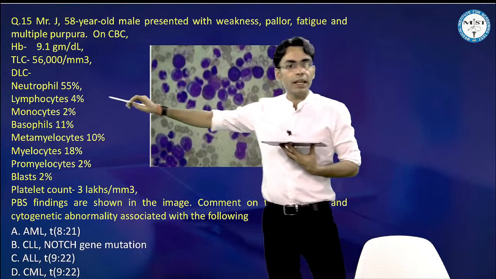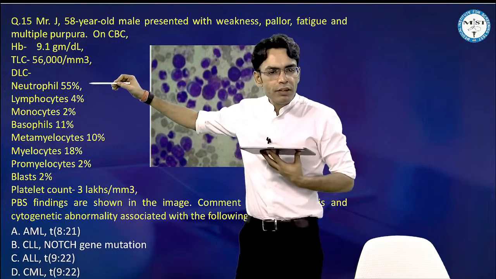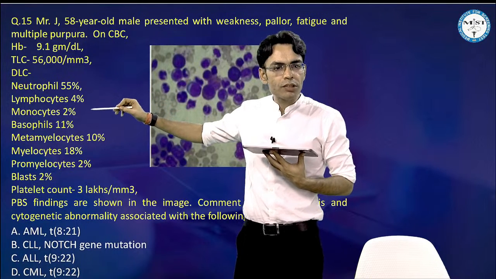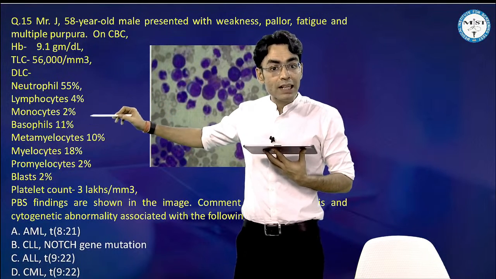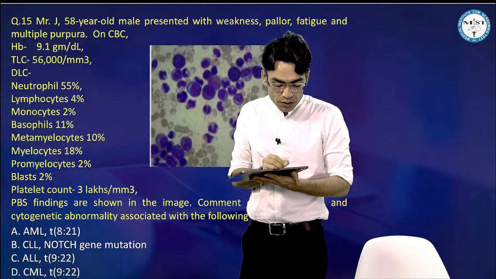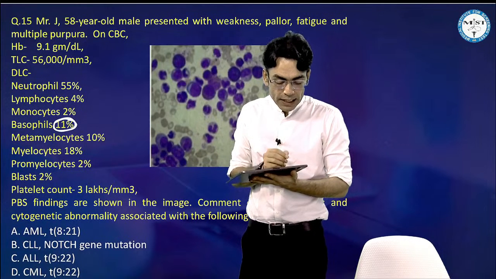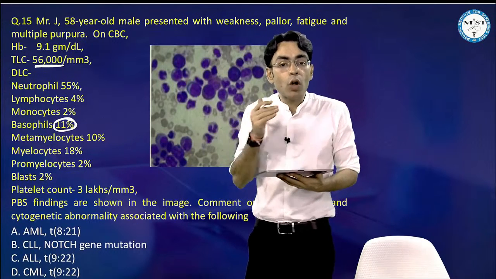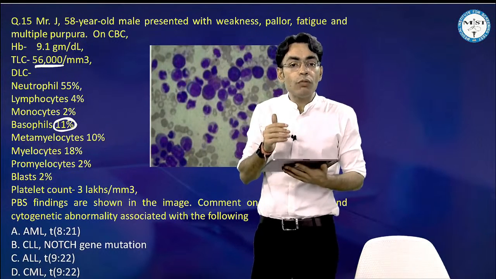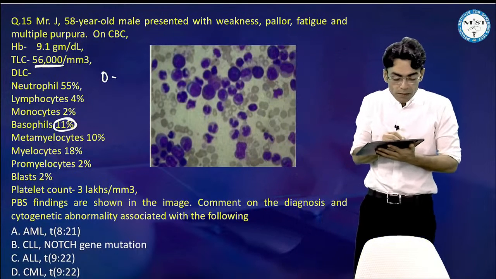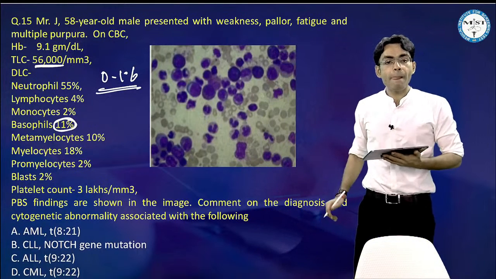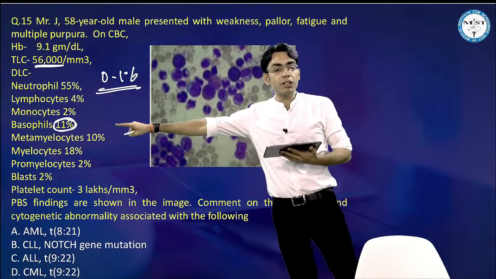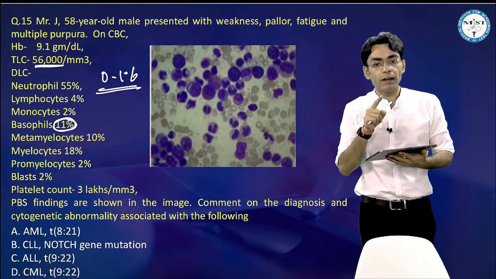Okay. In the DLC, what are you seeing? 55% neutrophils, 4% lymphocytes, monocytes, basophils 11%. Oh my God. So this is again a finding. Whenever you have more basophil, what is the normal basophil content? The normal basophil inside the body is 0 to 1%. But here you are getting 11% basophils. That means it's basophilia. Okay.